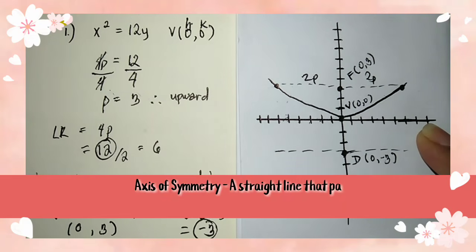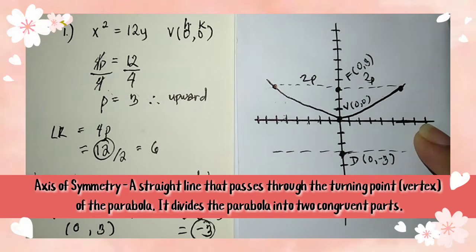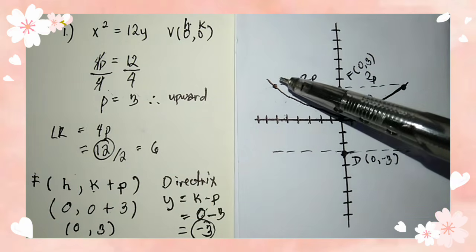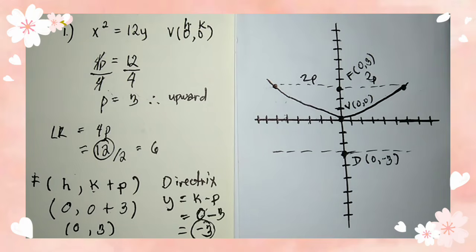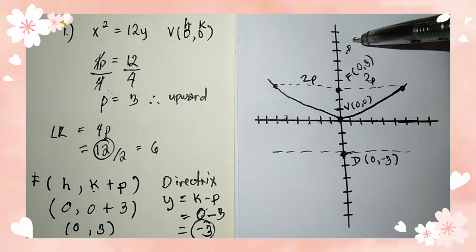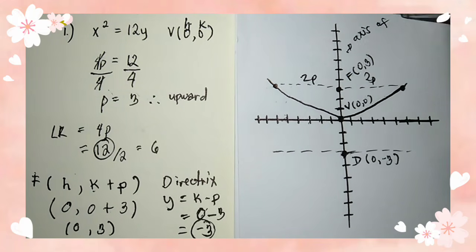When we say axis of symmetry, it is a straight line that passes through the turning point, and that turning point is the vertex of the parabola. So, si axis of symmetry, siya yung nagdi-divide sa parabola into 2 congruent parts. Take a look at this parabola. Alin ba yung nag-divide sa kanya into 2 congruent parts? Itong line na to. So, that is what we call the axis of symmetry.